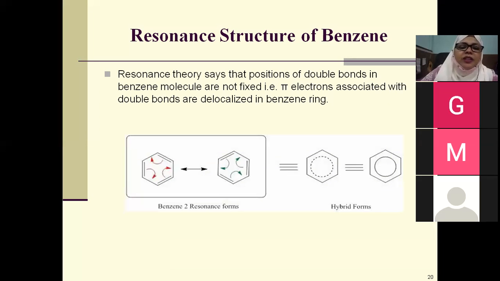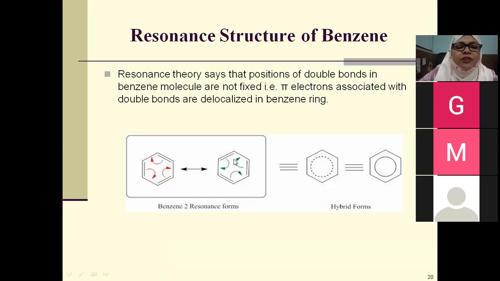So these are the resonance structures. You can see benzene shows two resonance forms. Here, in one structure I have shown red arrows, and in the other structure it is green arrows. So here you can see that this double bond can shift from this place to here, this double bond can shift to here, this double bond can shift to here.